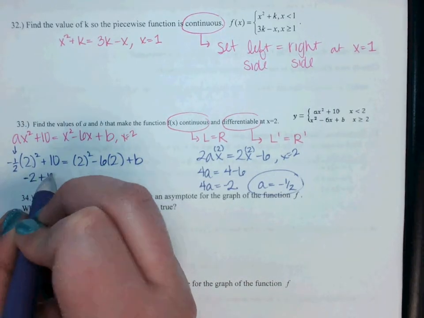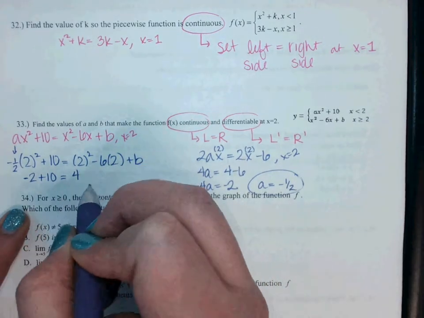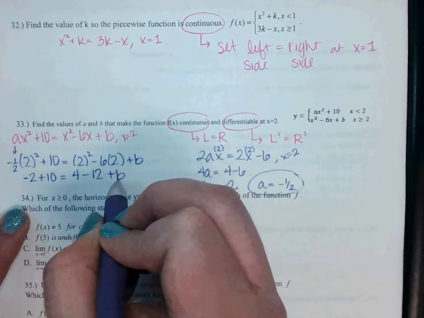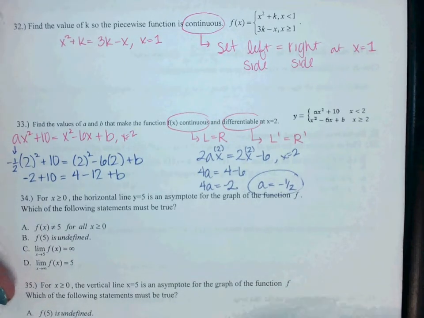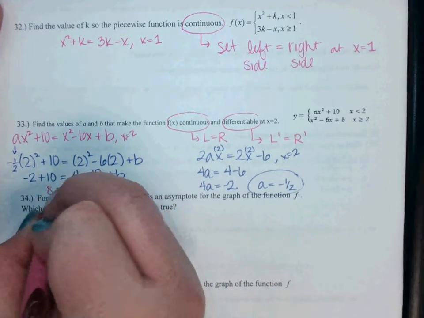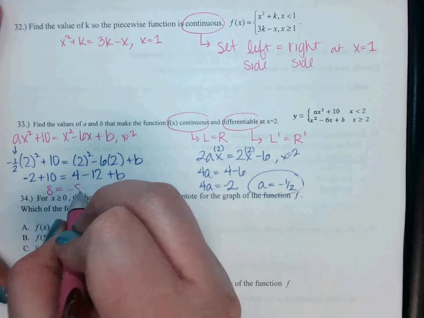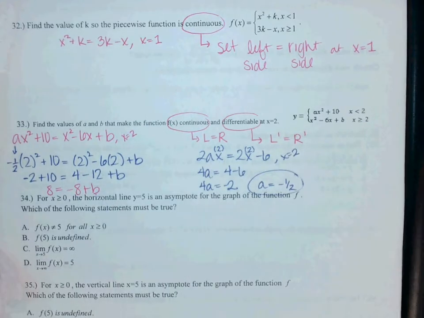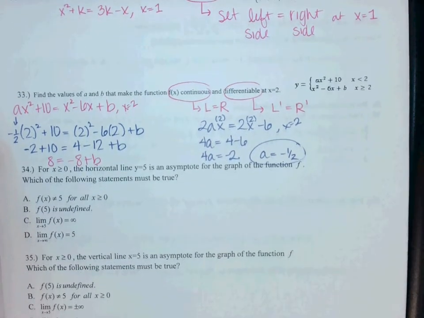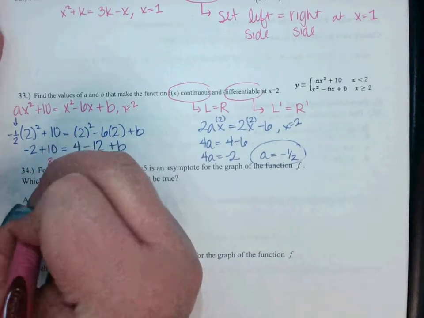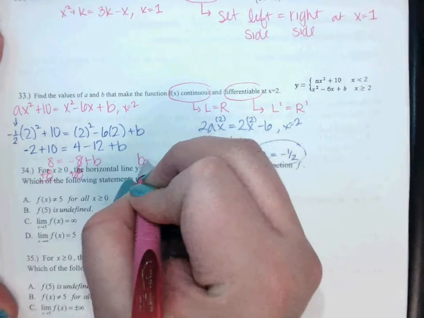Negative 2 plus 10, okay? Other side, 2 squared is 4. 6 times 2 is minus 12 plus b. Let's combine like terms. Negative 2 plus 10, what do I get? 8 equals. 4 minus 12 gives me a negative 8. Can I cross the 8s out? Oh, they're not even on the same side. You got to add the negative 8 across. Plus 8 plus 8. Good job.